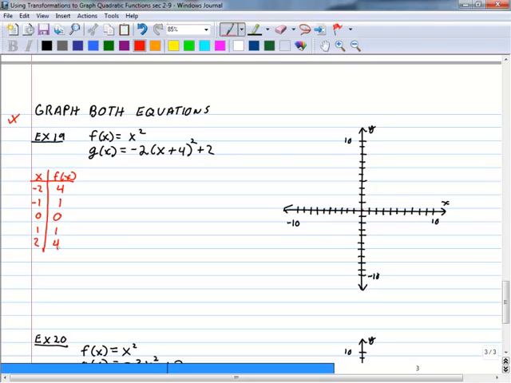So if we go over and plot that over here, we go over to -2, and we go up to 4. Go to -1, 1. Go to 0, 0, then 1, 1, and then 2, 4 again. And you can see that this is plotting the graph of a parabola. And I want to label the vertex at 0, 0. And this is f of x is equal to x squared. So let's take a look at doing those same points for g of x and see how that works out for us.